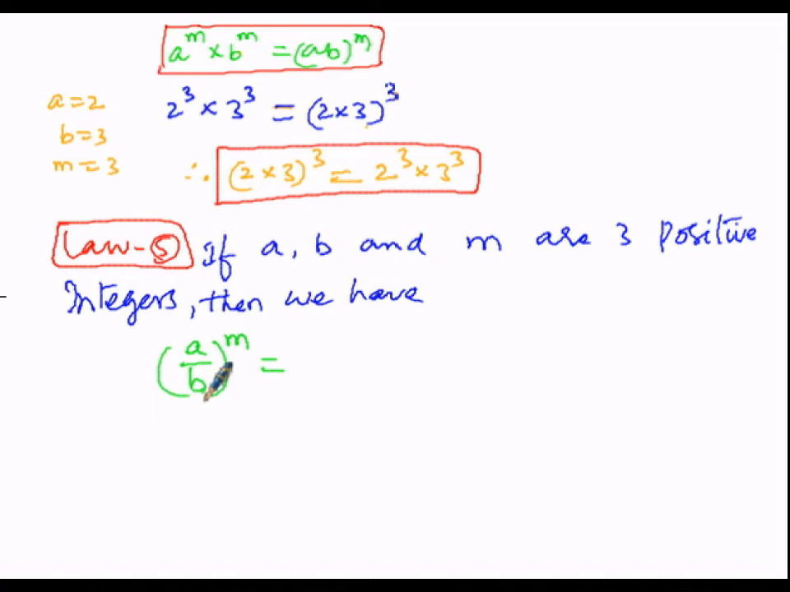So here a raised to the power of m divided by b raised to the power of m is the resultant. So, this is law number 5. Here exponent m is applicable for both the numerator, the entire bracket, that is a and b. So the resultant will be a power m divided by b power m.